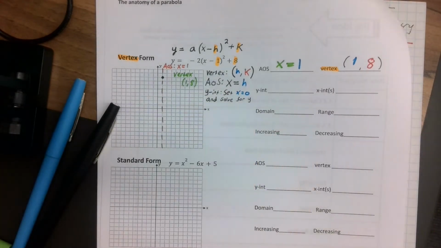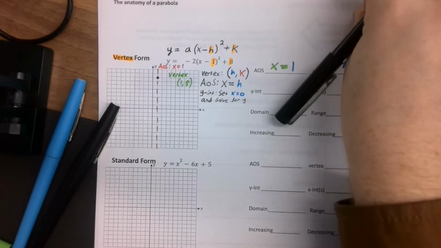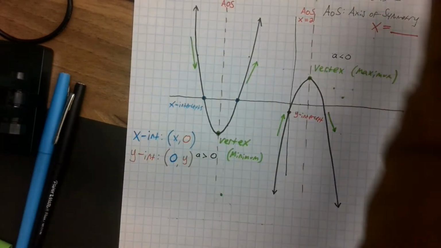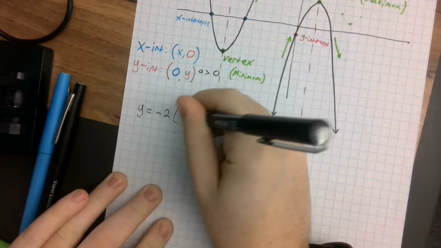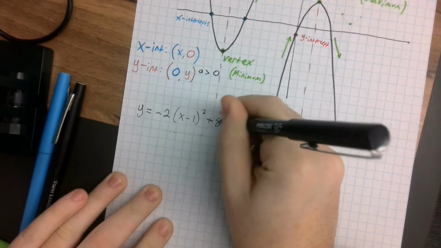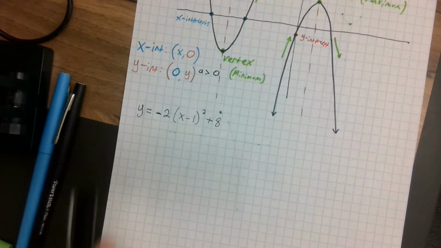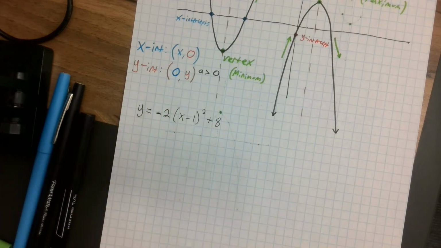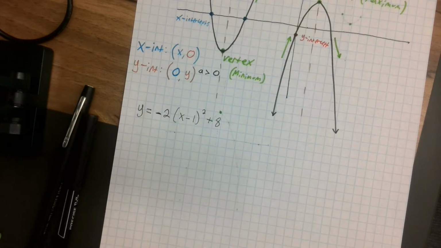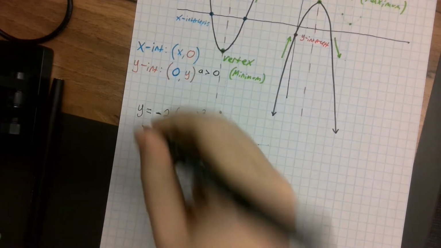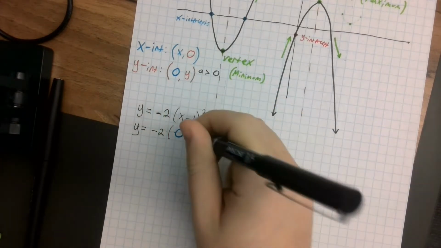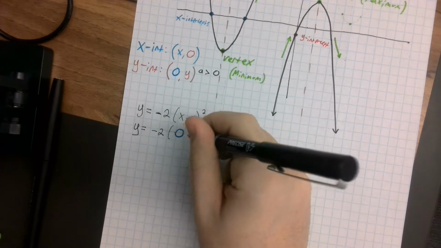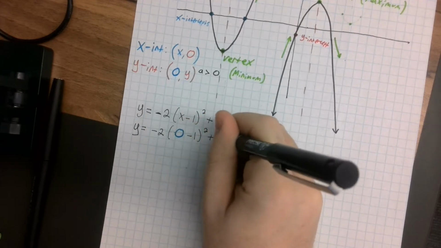So in this equation, we have negative 2 times x minus 1 squared plus 8 equals y. I'm going to write this down on my separate sheet of paper. You may write it wherever you like. And we said that we want to find the y-intercept. And the y-intercept is where x equals 0. So let's just write down the whole equation again, but this time have x equaling 0. This would be y equals negative 2 times 0 minus 1 squared plus 8.